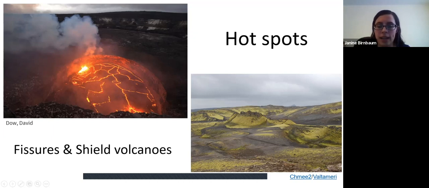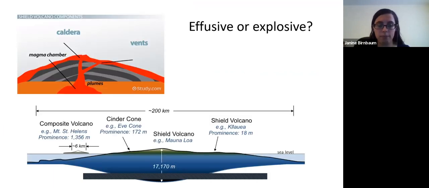Hawaiian volcanoes are the classic example of what we would call a shield volcano. A shield volcano, again, is made up of layers, but instead of alternating layers of ash and lava, like we saw in the stratovolcanoes, they're just layers of lava. Because the lava can flow far away from the vent, they get these characteristic low slopes and low profiles, but they can grow to be really, really big.